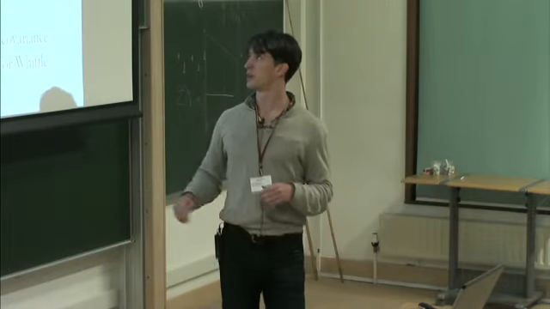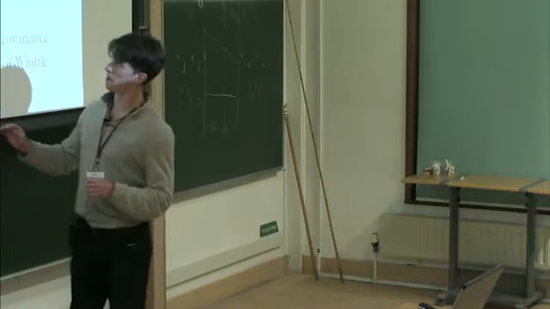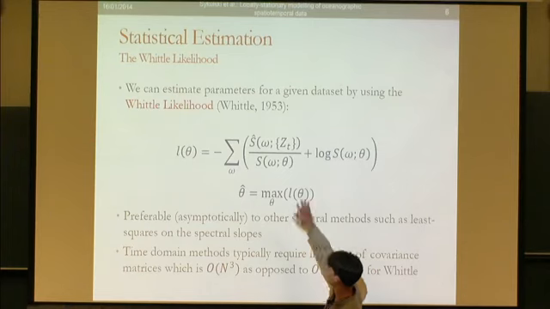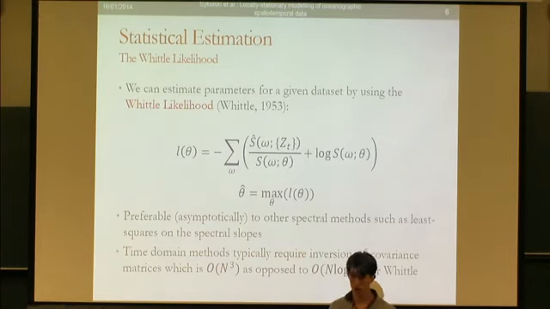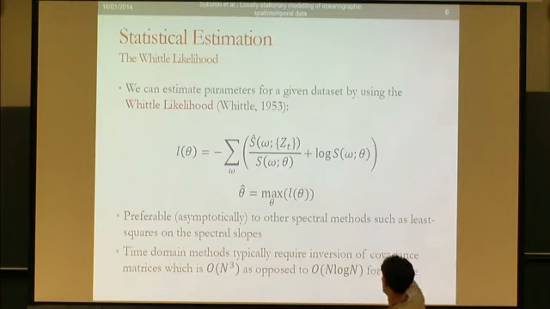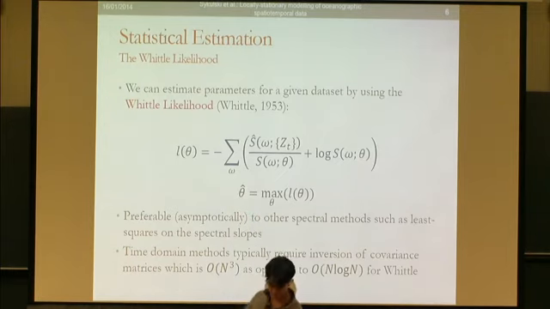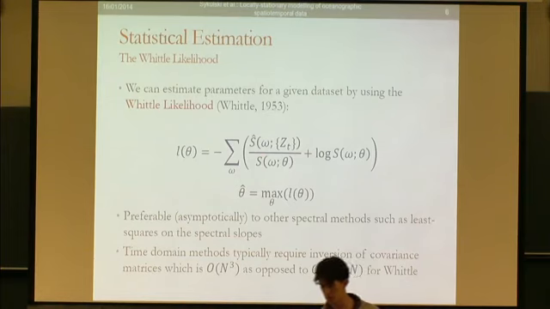And the idea is we have a ratio of the estimated spectrum to the true spectrum plus log of the true spectrum, and we sum over frequencies, omega. And then we maximize this with respect to our parameter vector theta, our 6-parameter model.